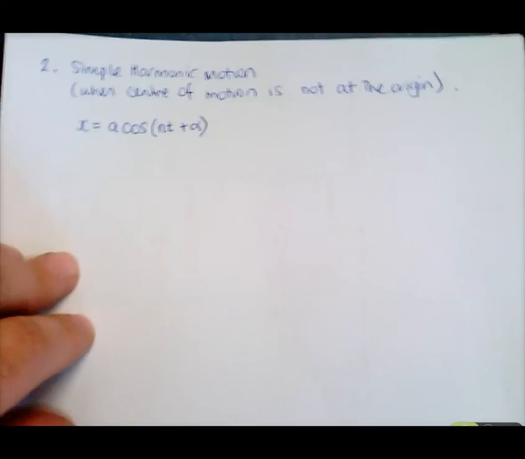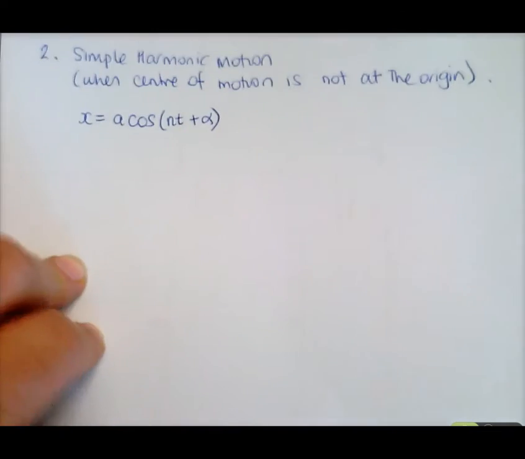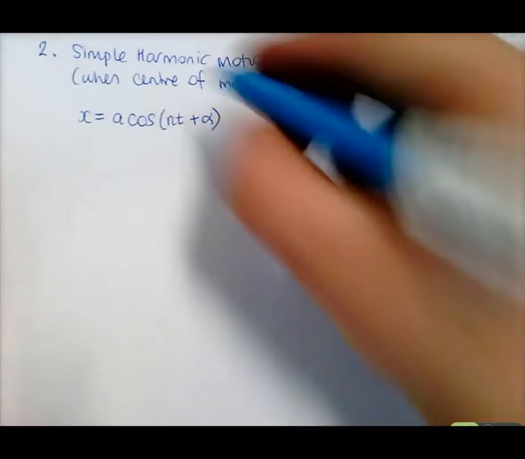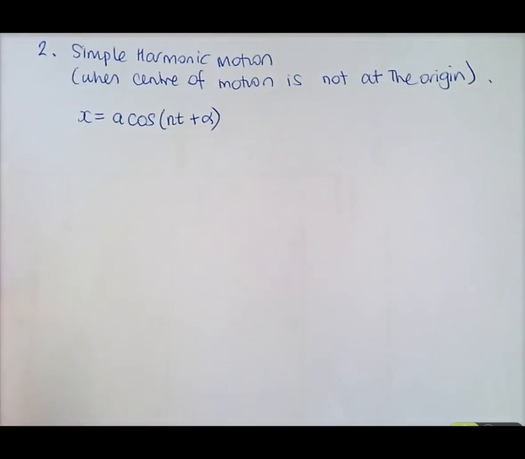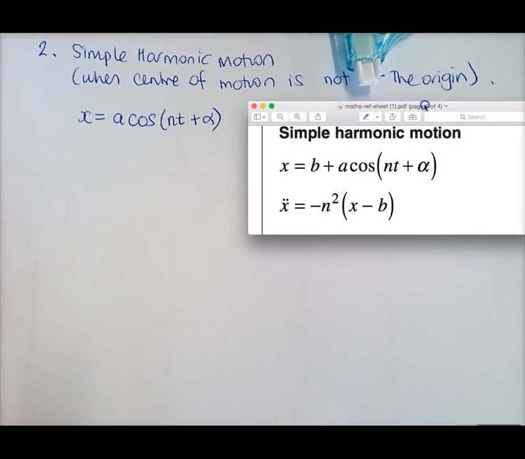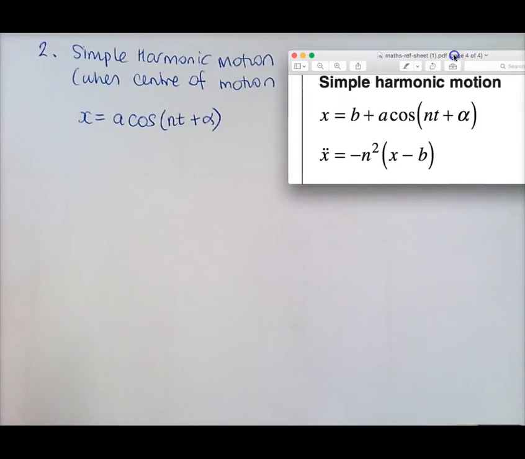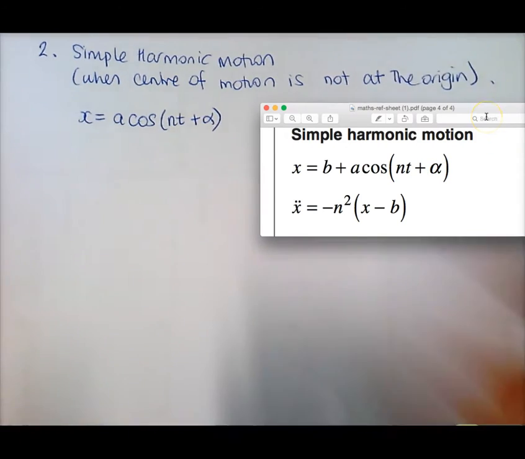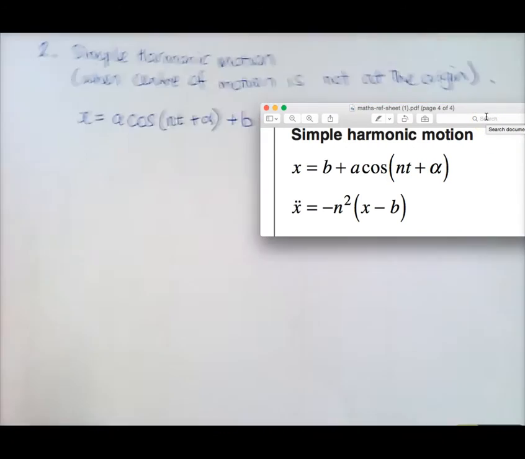Do you remember this? Maybe write it as B because that's what it's on our formula sheet. It says B, I'm pretty sure. Let me write: simple harmonic motion when the center of motion is not at the origin, it's x equals a cos nt plus alpha. What do you think this plus B is? That's the up and down shift. What's the plus alpha? The sideways shift. So it's going to be plus B.